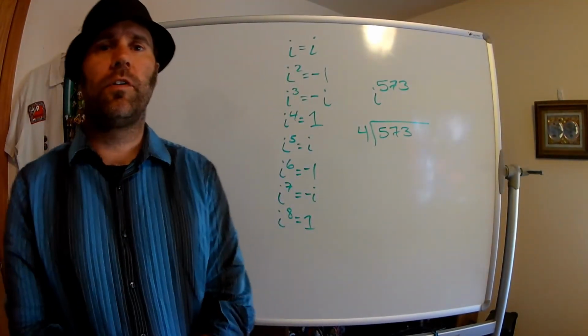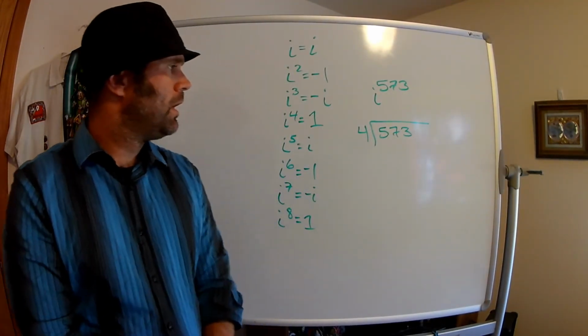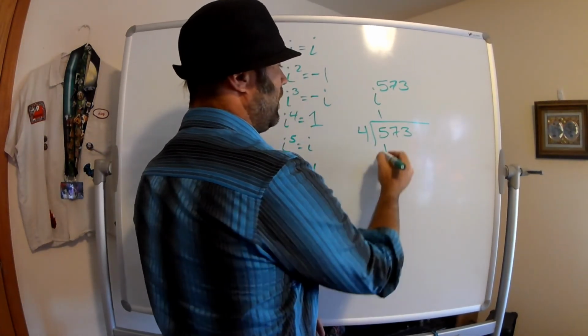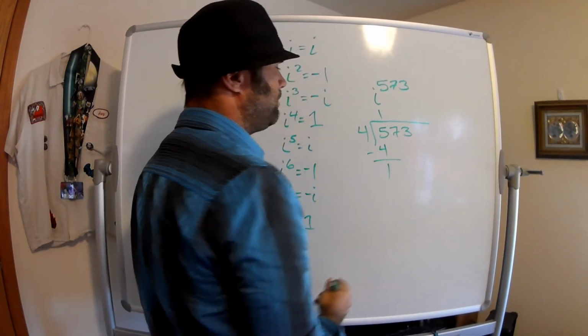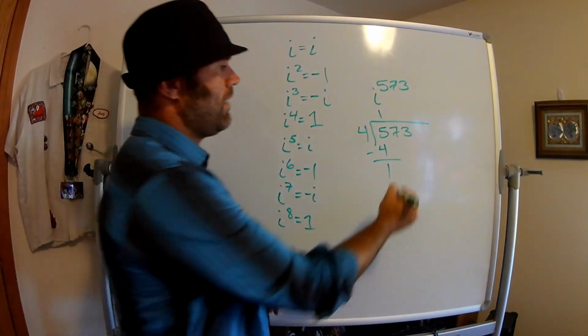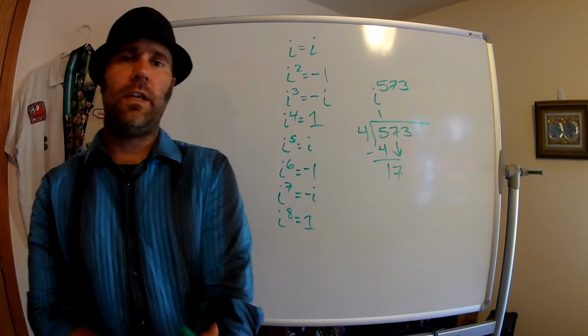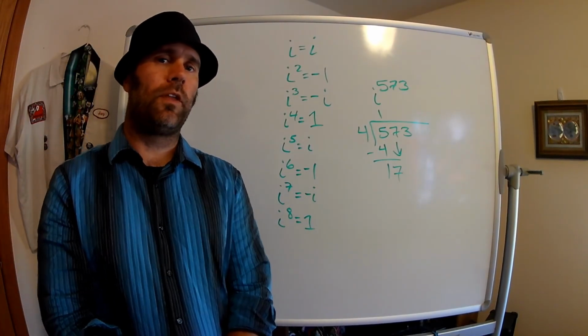We just take our number, divide it by 4. How many times does 4 go into 5? Once. Drop 4 down, subtract, get 1. Bring the 7 down. Just long dividing. How many times does 4 go into 17? Well, we should come up with the answer of 4.